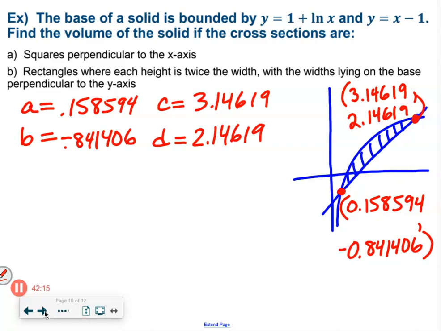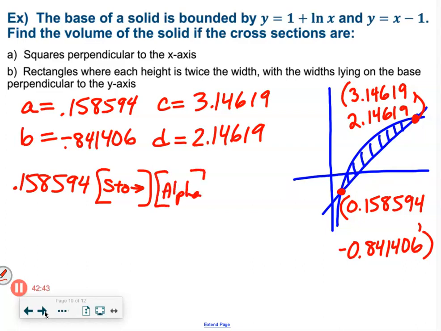All right, on your calculator, there is a beautiful button that you probably don't use very often. I want you on the main window to type 0.158594, and then hit the store button, which is in the lower left corner. Store it to A. So you have to hit alpha, which is right below your second button, and then find the letter A. It's a little green letter A above one of the buttons.